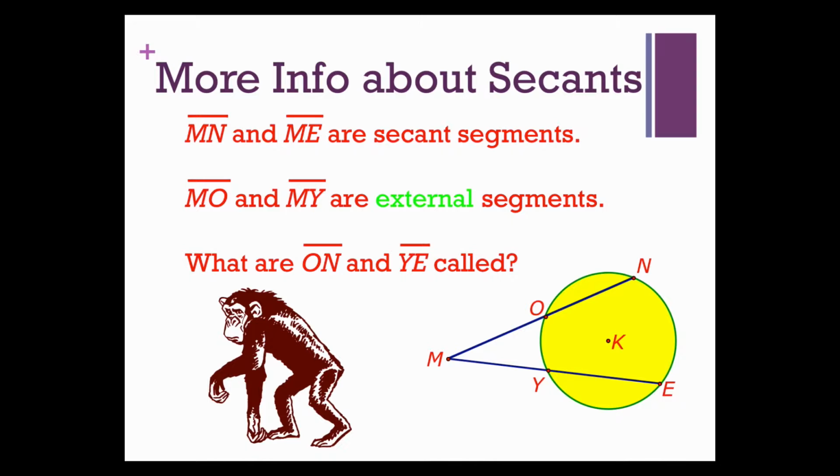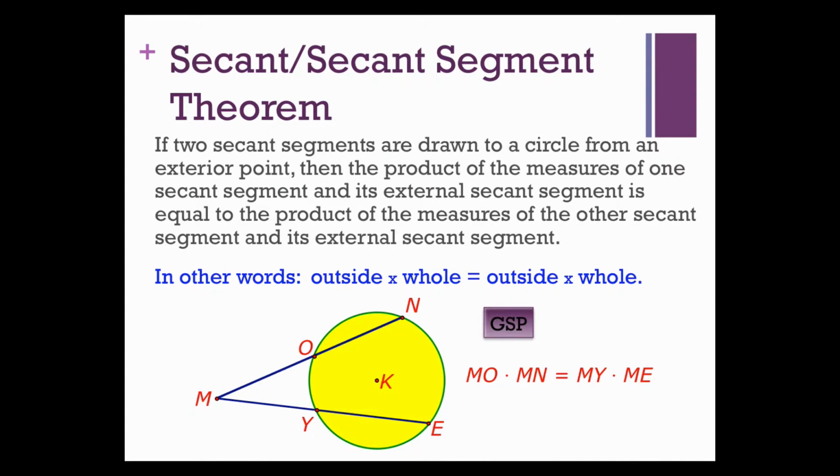That probably means we're going to get another theorem, right? Yeah. There we go. Same picture, different theorem. Outside times whole, meaning the external secant segment times the entire secant segment. It's not outside times inside. That never applies here. Outside times whole equals outside times whole.